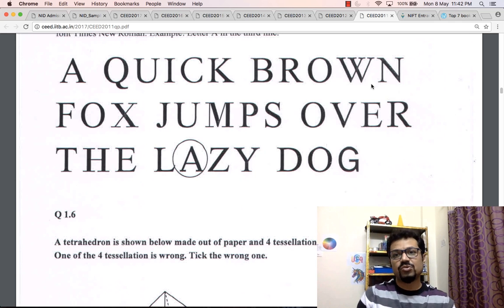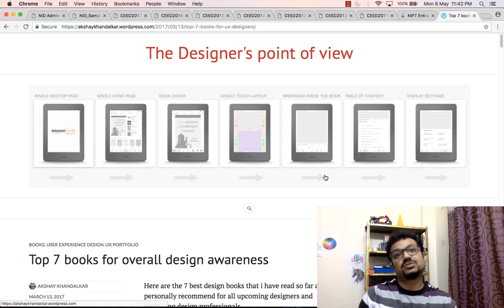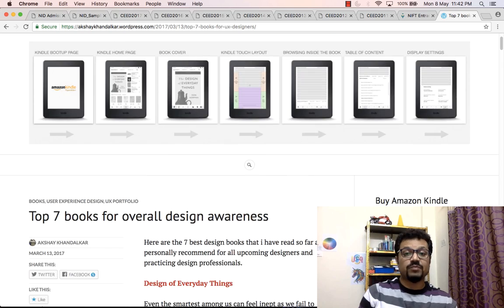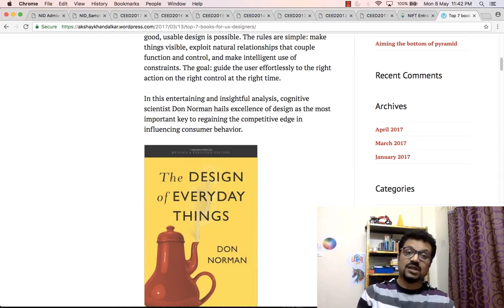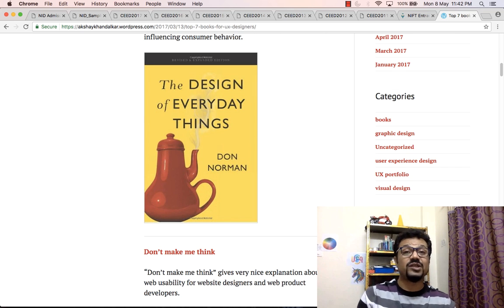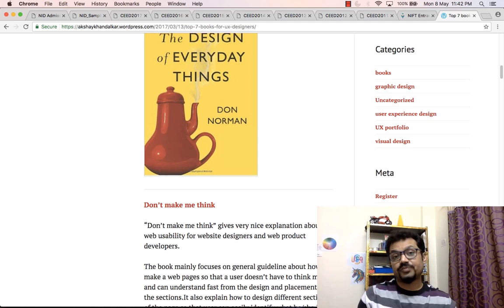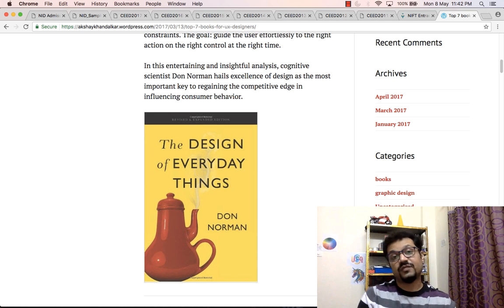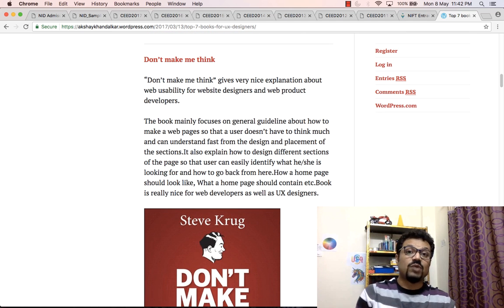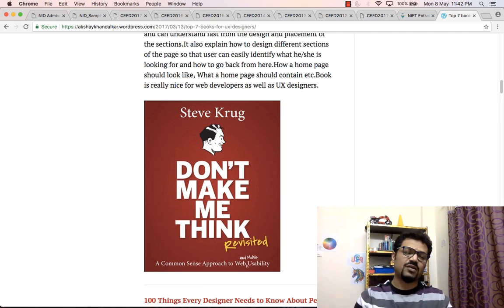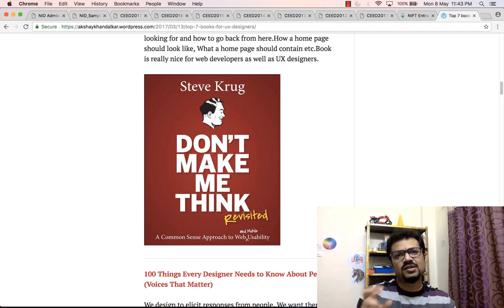I would suggest you read certain books about design. Some very good books that I would personally recommend is something like this: Design of Everyday Things, one of the most well-known authors and most read books in the world. Don Norman is considered the father of user experience. He was the one who coined the term user experience design. Then again, Steve Krug, a very lightweight book, a very short, crisp book about daily usability.